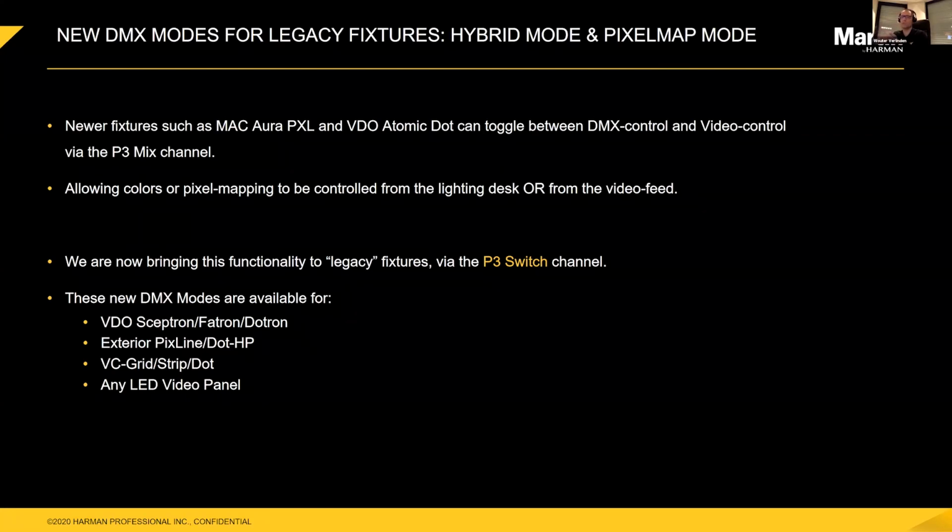So all of those fixtures you can toggle back and forth between a DMX controlled look and a video controlled look with that P3 mix channel. A lot of people were asking, hey, can we get the same functionality for fixtures like the Video Skeptron, because I want to be able to switch between video and DMX colors, or I want to be able to pixel map my Skeptrons instead of having to run video on for every single look or every single show.